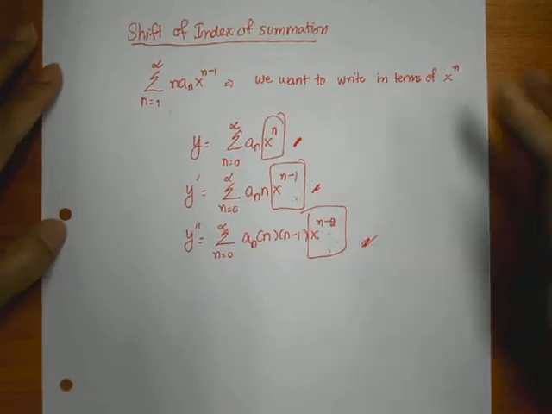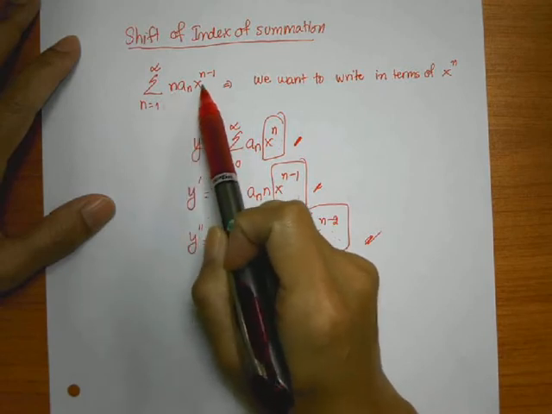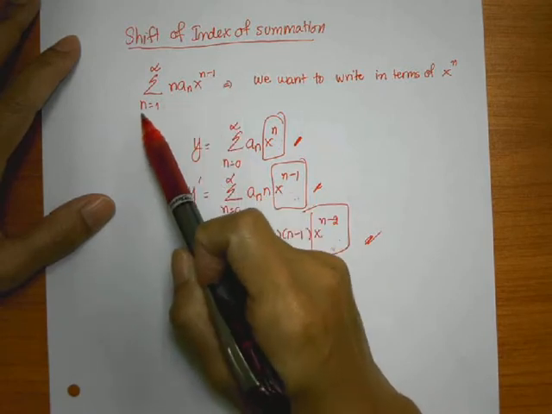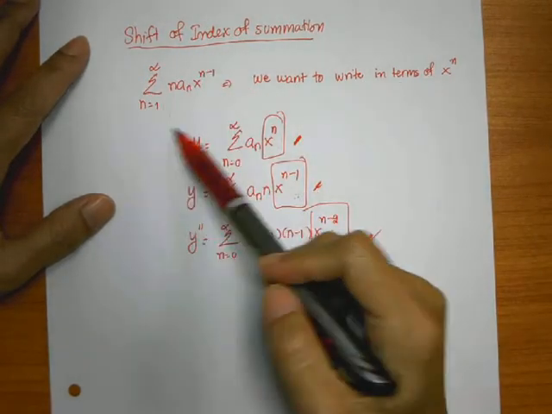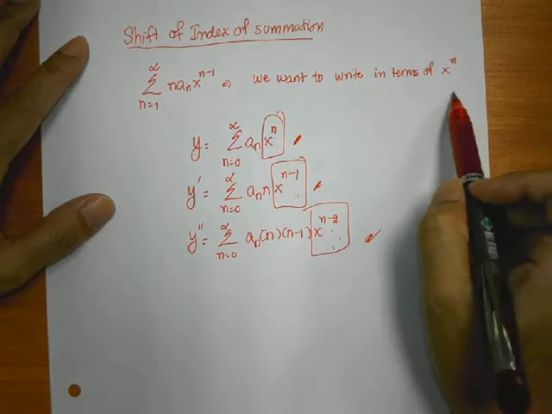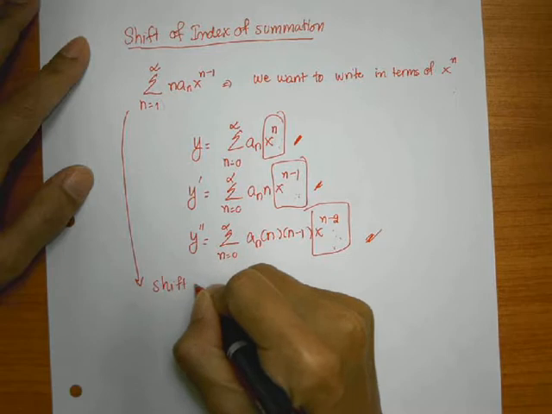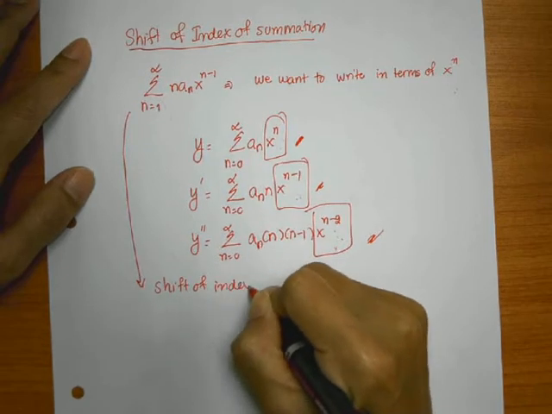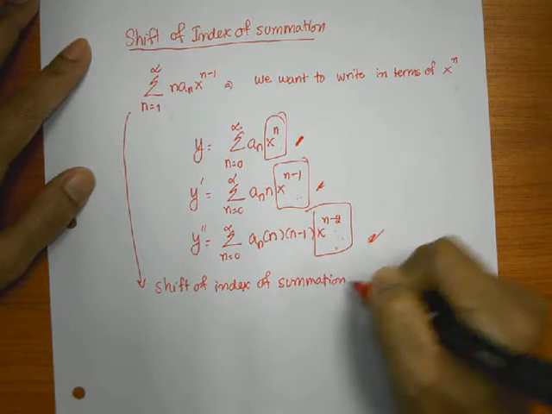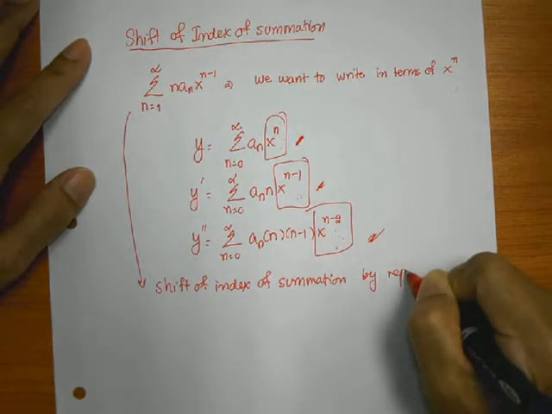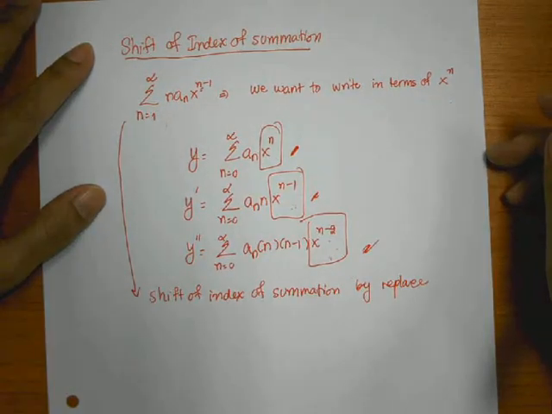Okay, for the shift of index of summation, if we have the summation of n times x to the power n minus 1, where n is equal to 1 to infinity, and we want to write this summation in terms of x to the power n. In this case, we have to do the shift of index of summation by replacing n with n plus 1.